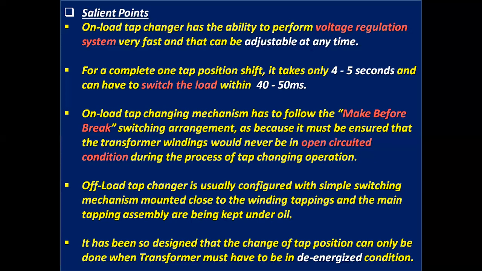Off-load tap changer is usually configured with a simple switching mechanism mounted close to the winding tappings, and the main tapping assembly is kept under oil. It has been designed so that the change of tap position can only be done when the transformer is in de-energized condition. This is the basic difference between on-load and off-load type tap changers.